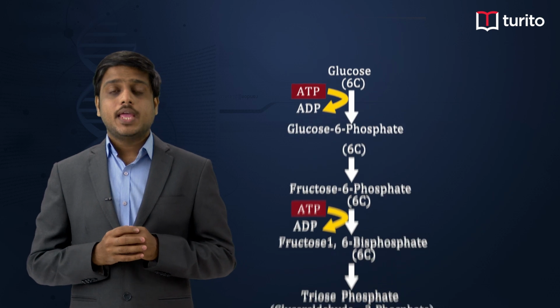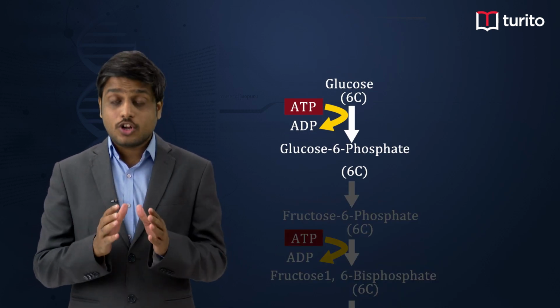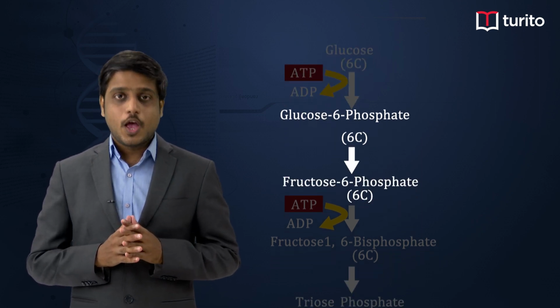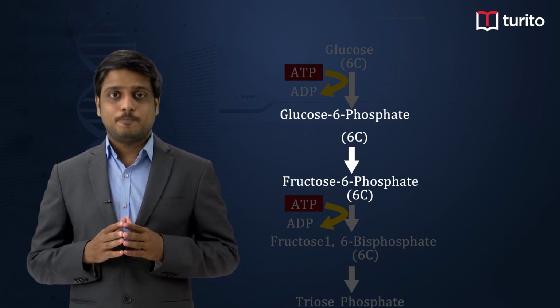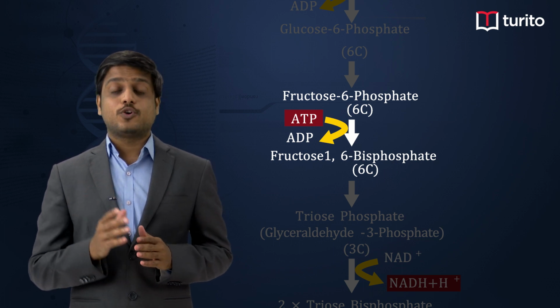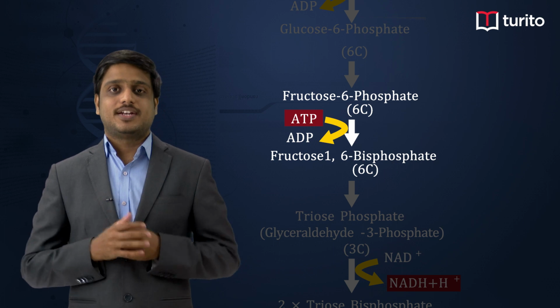To start with, the glucose is converted to glucose 6-phosphate by addition of a phosphate to the 6th carbon of the glucose. Glucose 6-phosphate is now isomerized to fructose 6-phosphate. To fructose 6-phosphate, another phosphate is added to the first carbon to form fructose 1,6-bisphosphate.